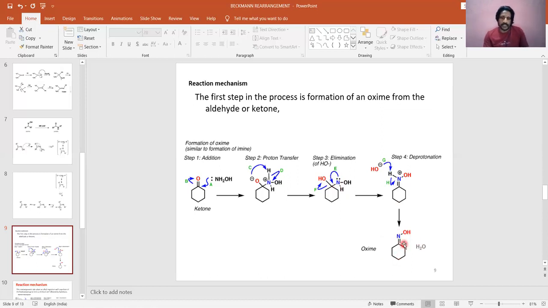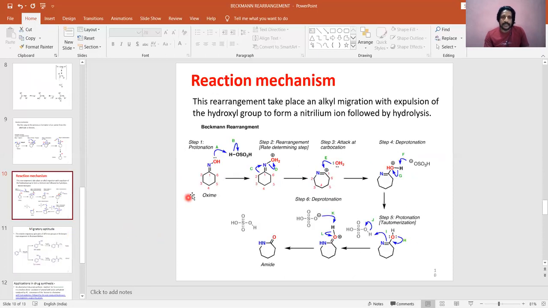We got the oxime. What kind of oxime? Cyclohexanoxime, or cyclooxime. Okay, so what is the next step? The next step consists of conversion of oxime to amide. The amide formed here is known as caprolactam, or lactam. So what happened in the earlier case? The resulting oxime we allowed to react with acid. So H plus got added over OH. That we remember.